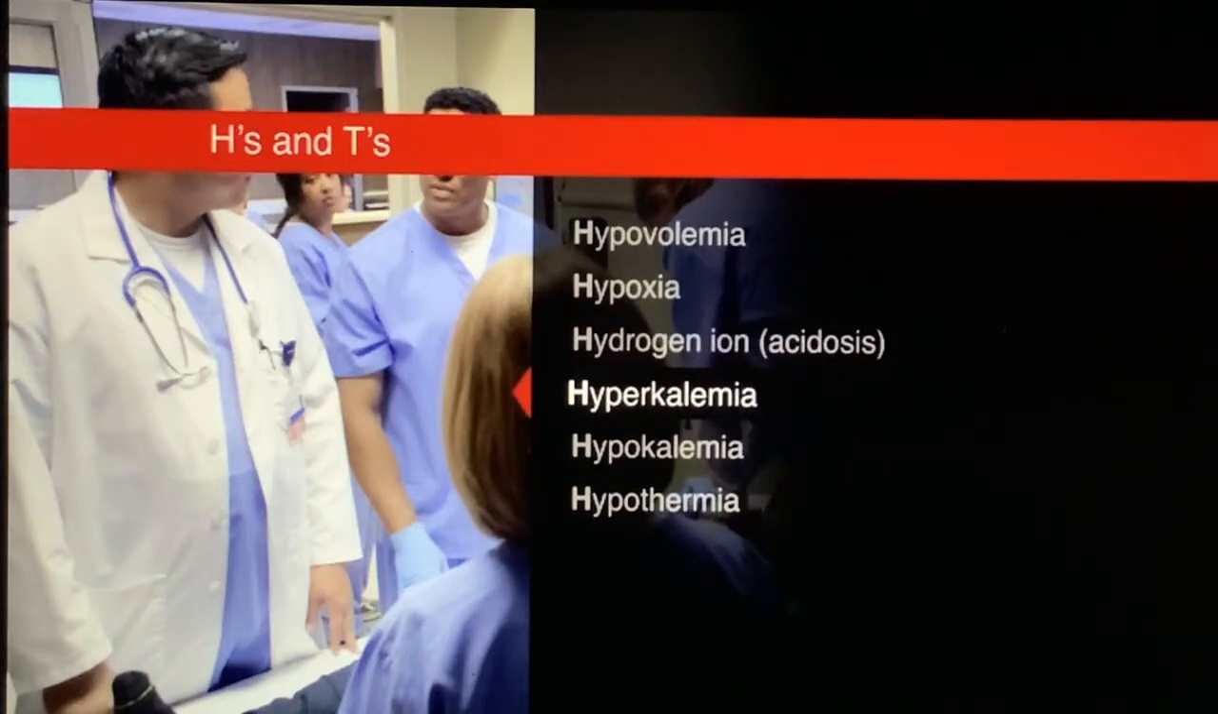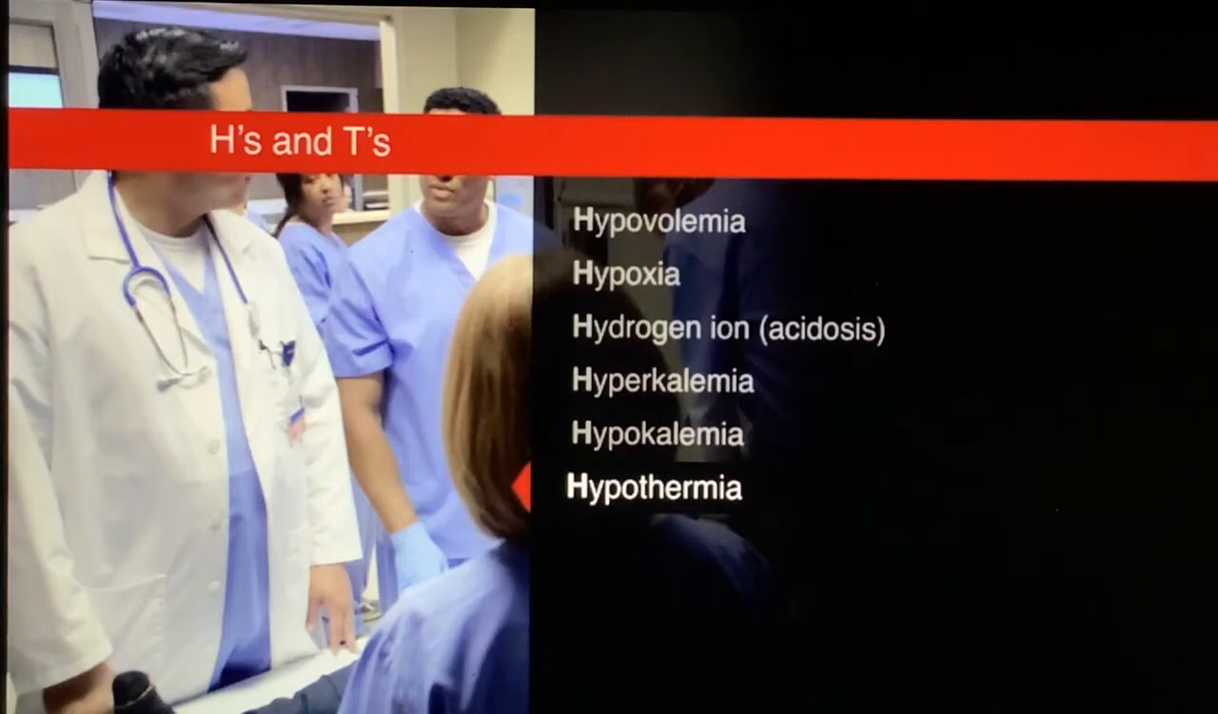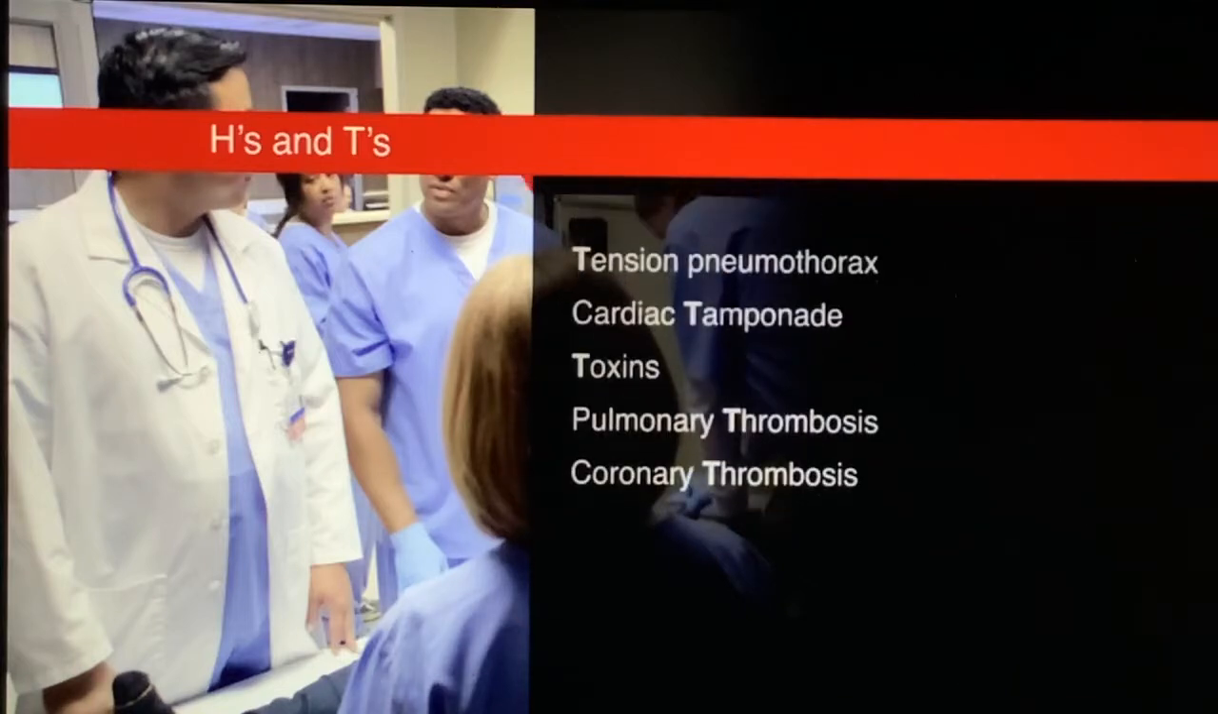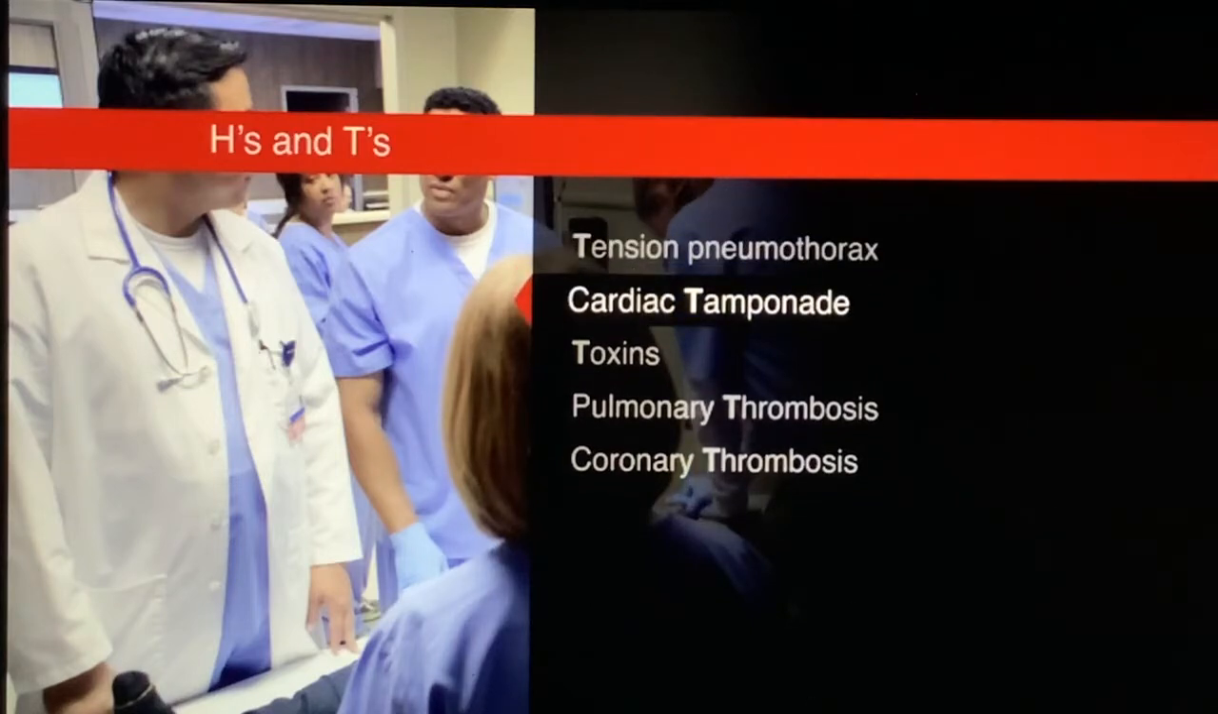Hyperkalemia is an abnormally high concentration of potassium ions in the blood. Hypokalemia is low blood potassium. Hypothermia is when the body temperature drops below 95 degrees Fahrenheit or 35 degrees Celsius. Tension pneumothorax results from an abnormal accumulation of air in the pleural space. Cardiac tamponade is a condition caused by an accumulation of fluid between the heart and the pericardium.